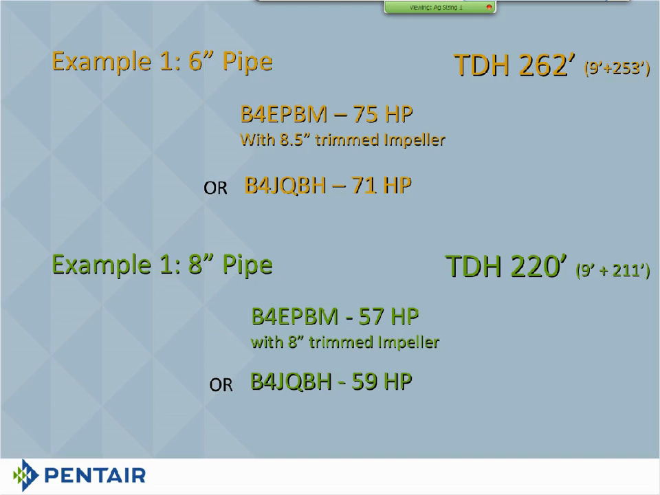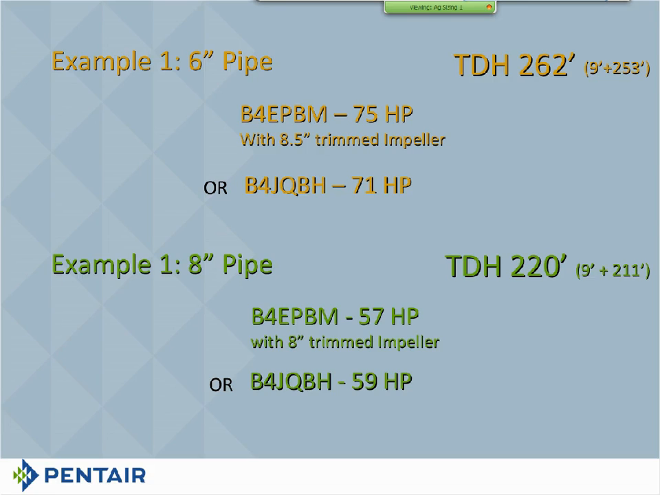So in this case, with the 71 horsepower, we're talking about a little over 7 gallons of diesel fuel that we're going to use. If we go to the 8-inch pipe, because our TDH now dropped to 220, we can use a 60 horse B4 EPBM, so we're saving money on paying for that pump. Plus, again, if you calculate your cost for electricity, you'll find that it's going to be quite a bit less than if you use the 6-inch pipe.